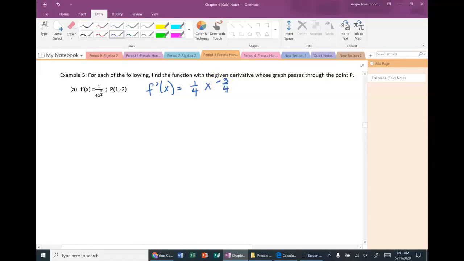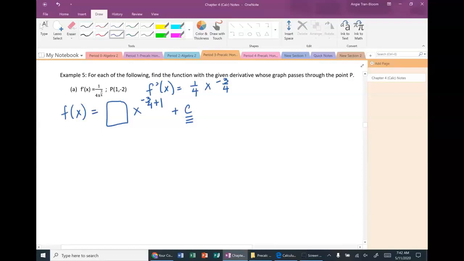It wants us to find the function, so that means it's f of x. So f of x equals, remember we're going backwards now, so when you go backwards, what you want to do with the power is add 1. So negative 3/4 plus 1, and remember, in the front, you have to think about something here. I want to keep that open. And then we always have to add c. This is the new key right here. We have to add c, okay?